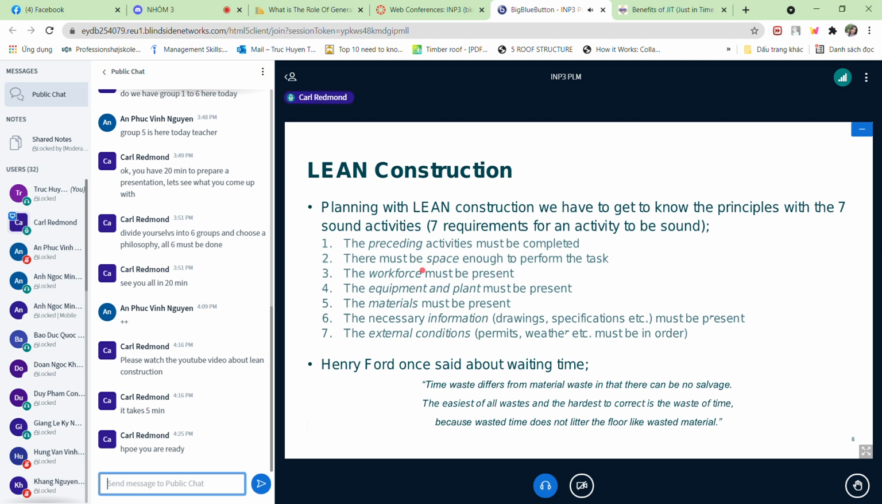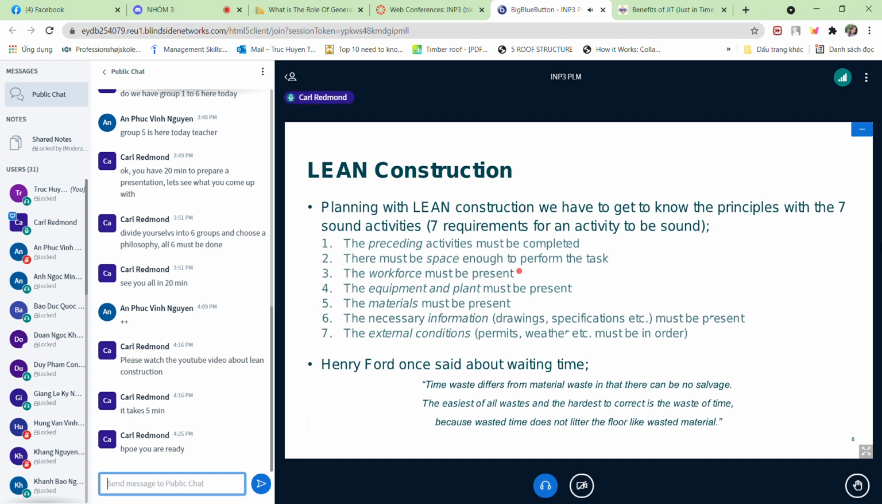The next thing is, of course, there must be enough space to perform the actual task. We need to make sure that if we're moving large beams or whatever around, we actually have enough space to perform the task. That's also very important. And of course, number 3, that the workforce must be present.